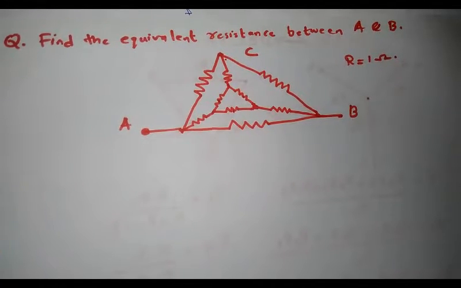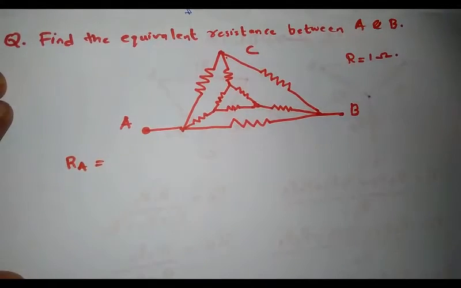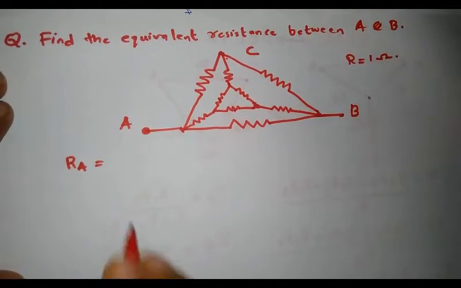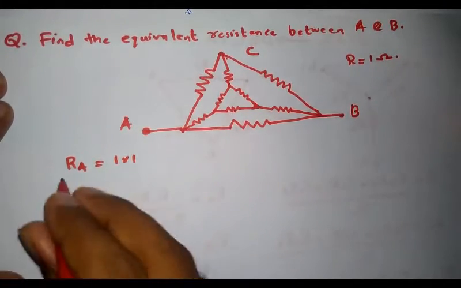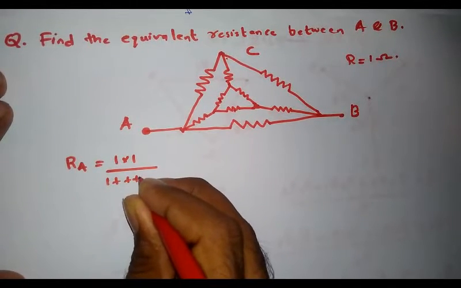From the equations, we know that in order to convert a delta connection into a star connection, RA is equal to R1 R3 by R1 plus R2 plus R3. RB is equal to R1 R2 by R1 plus R2 plus R3, and similarly for RC. Therefore, in order to let the equivalent star resistances be RA, RB and RC, I can write RA is equal to, since all resistors are 1, 1 into 1 by 1 plus 1 plus 1.